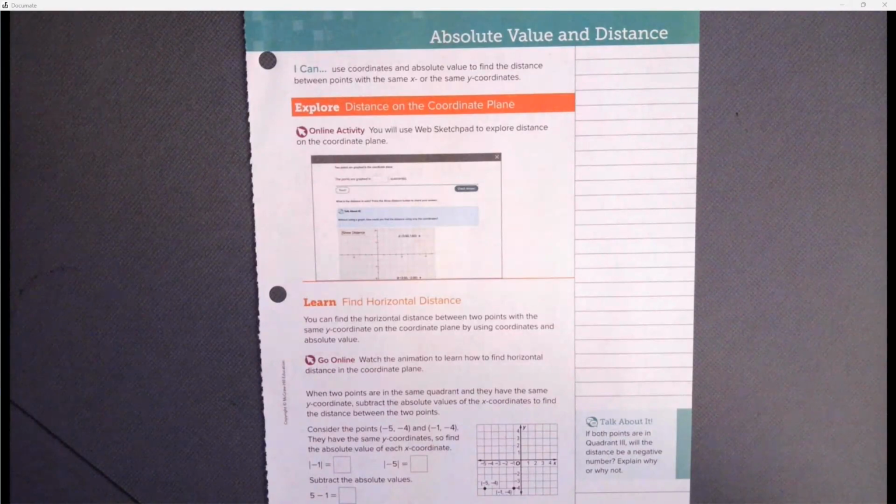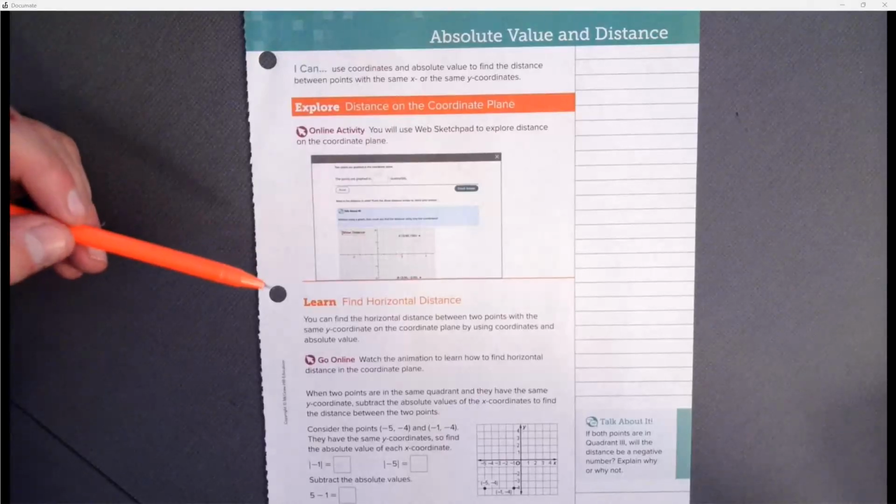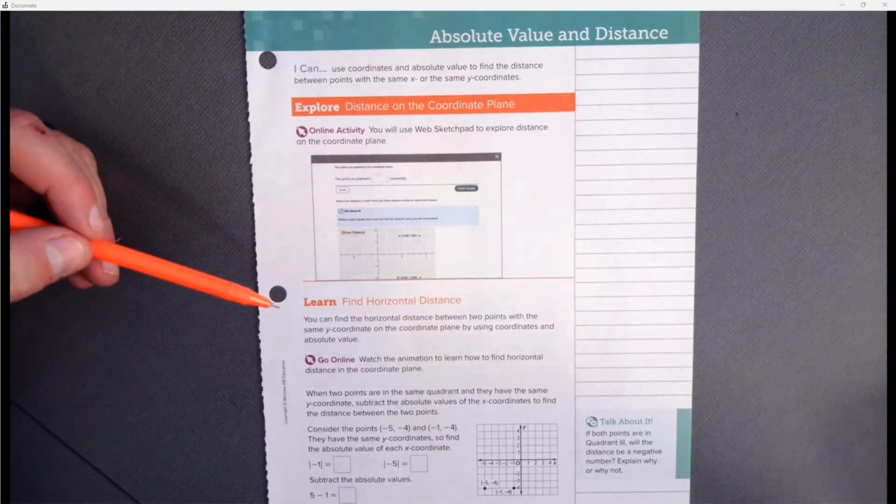Today we're going to cover Lesson 4.7, Absolute Value and Distance. This begins on page 253 in our Tennessee Reveal Math book. The I can statement states, I can use coordinates and absolute value to find the distance between points with the same x or the same y coordinates. Now we're going to start in our Learn section and we're going to find horizontal distance.